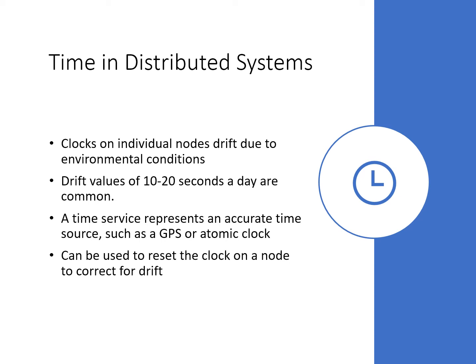To address this problem, a number of time services exist. A time service represents an accurate time source such as a GPS or an atomic clock, which can be used to periodically reset the clock on a node to correct for drift on the network.